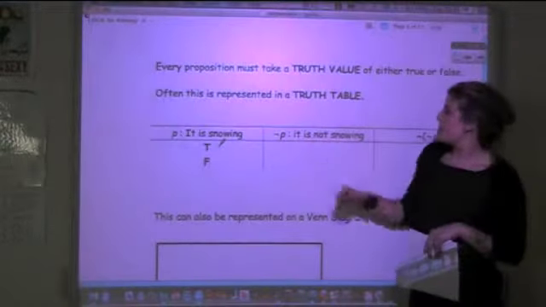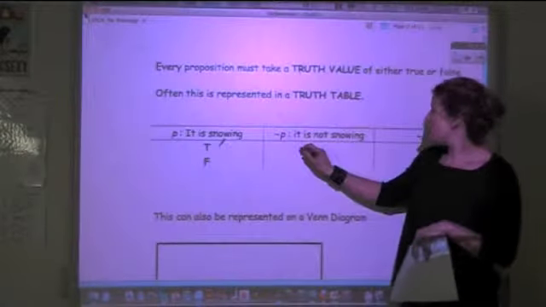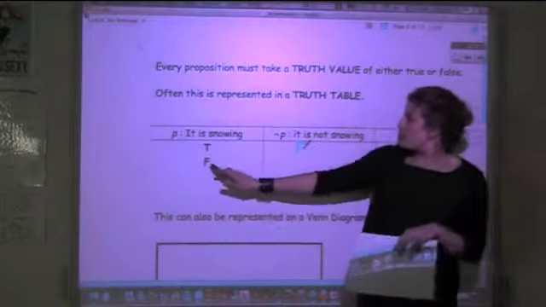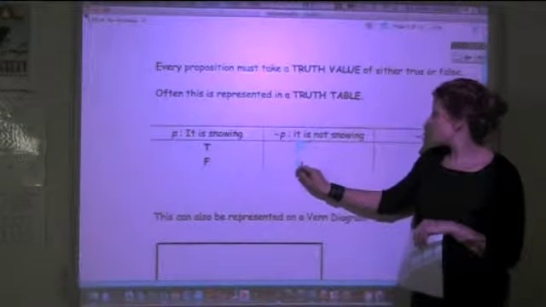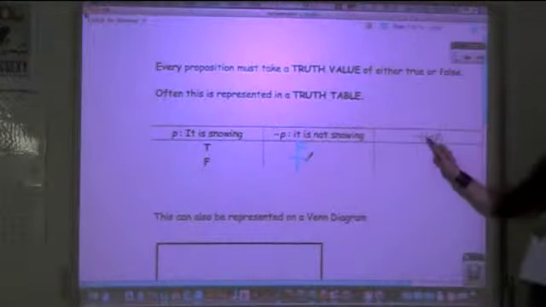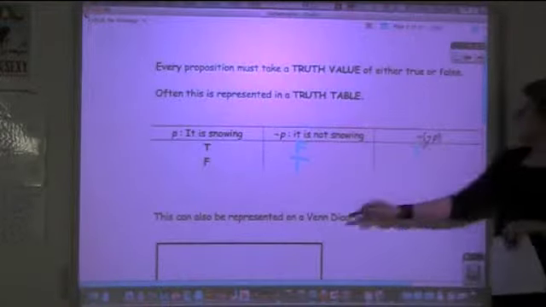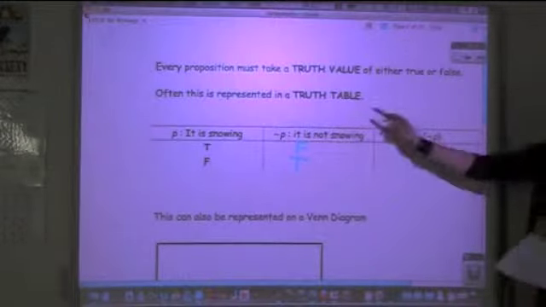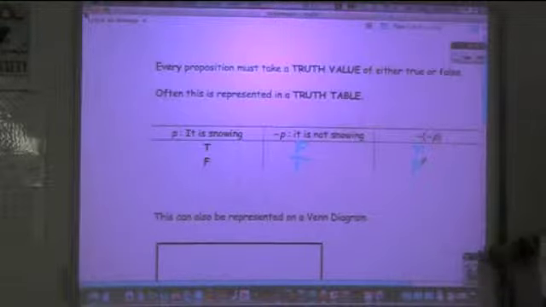The negation of P then is the opposite of what P is. So if P is true, the negation of P is going to be false. If our proposition P is false, then our negation is going to be true. It's the opposite. And just following it through, well, the negation of our negation. So the opposite of false is true, and our opposite of true is false. So this is the truth table for the negation of P.